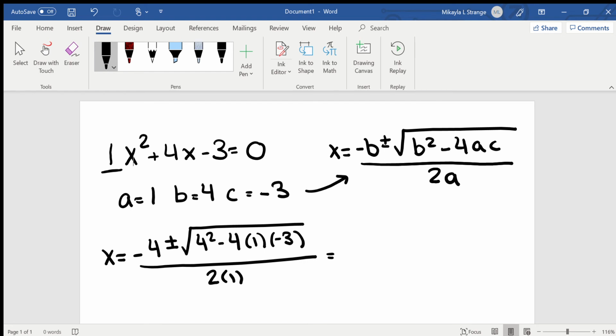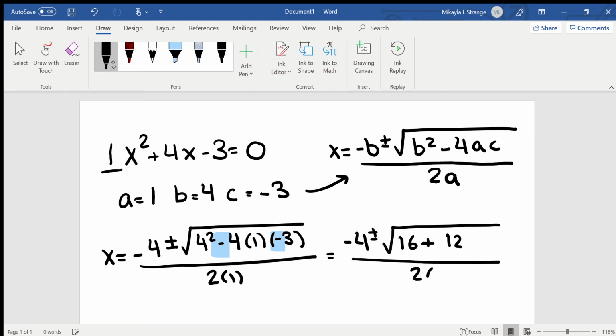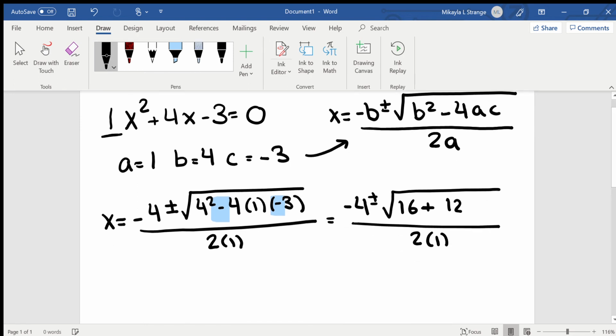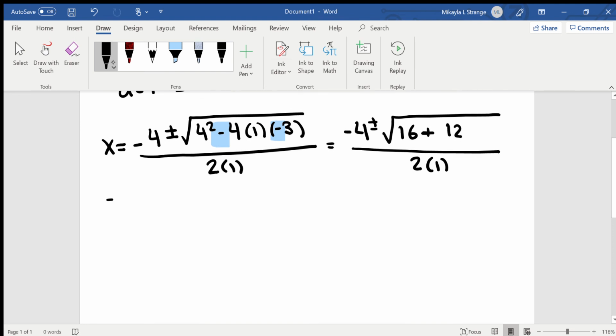Simplifying this now, I'm going to get negative 4 plus or minus the square root of 16. And note that this is a negative and that's negative, so this should be positive. And I'm going to do 4 times 1 times 3, which is 12, all over 2 times 1. From here, I'm going to get negative 4 plus or minus the square root. 16 plus 12 is 28. And then 2 times 1 is just 2.